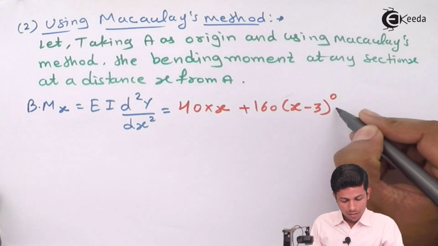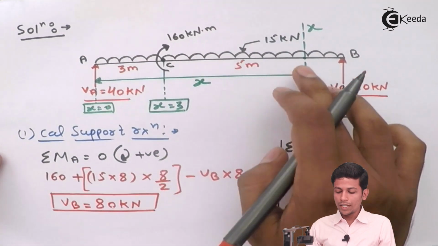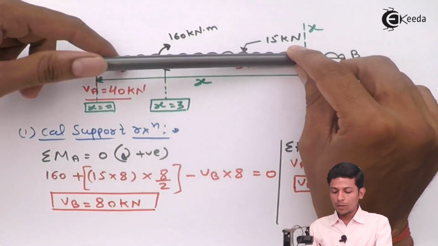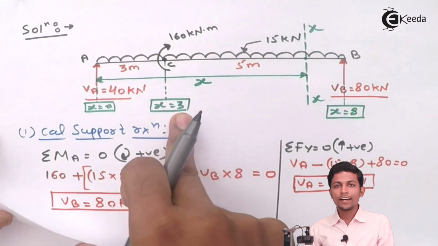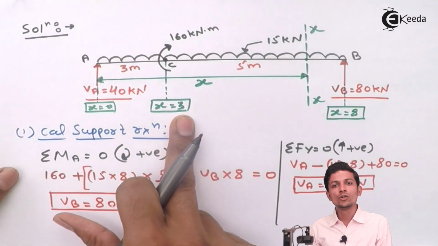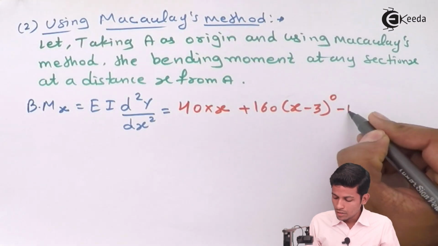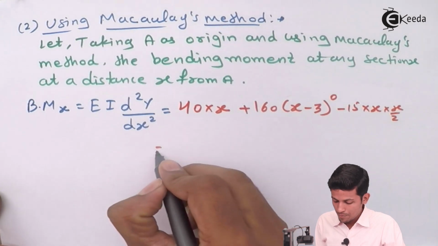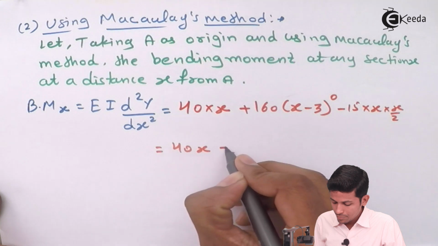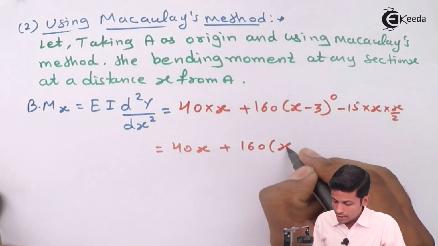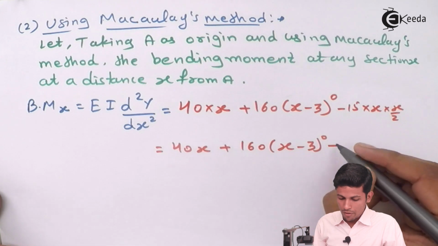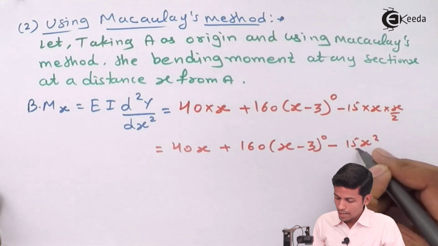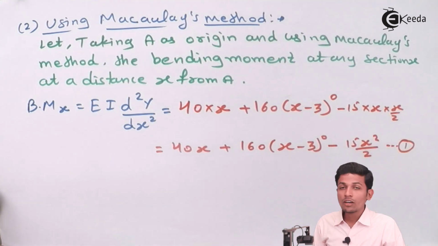See, this UDL is going in the downward direction, because we are taking bending moment over here and the load is coming from upward, so this will go in this direction, that's the hogging direction. That's why we have to take minus 15 into x by 2. Or you can rearrange it: 40x plus 160 (x minus 3) raised to 0 minus 7.5, or you can write 15x square by 2.